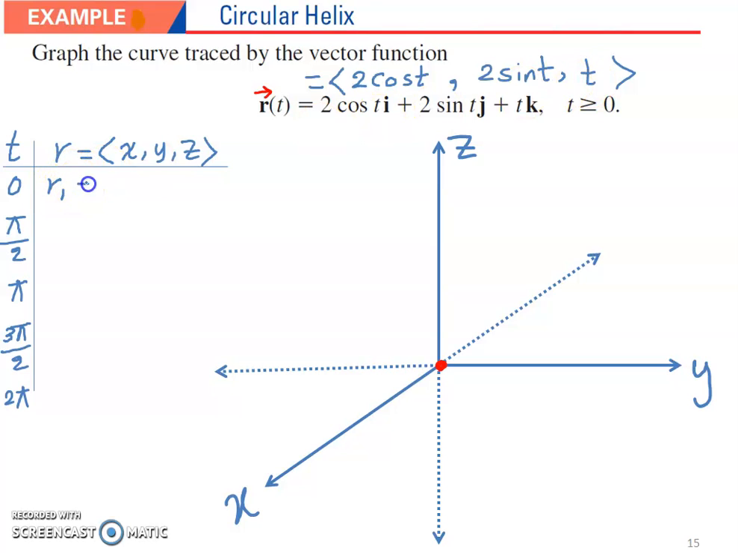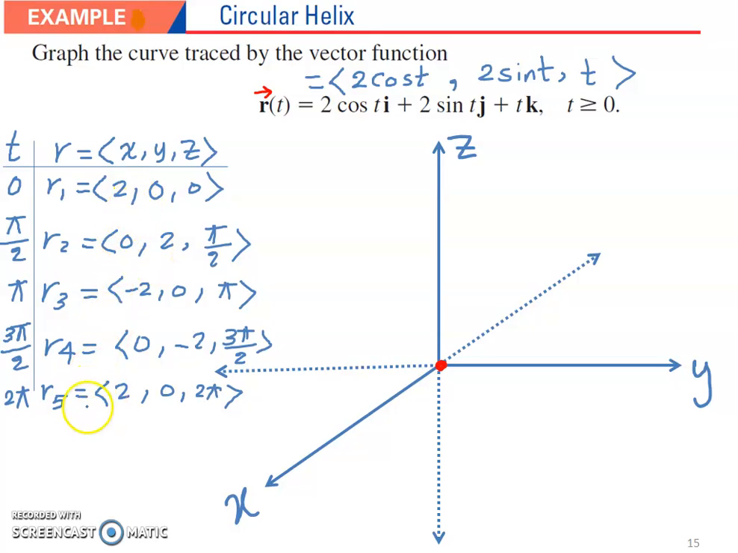To find the first vector r1, we need to substitute the value of t 0 here. So 2 cosine 0 is 2, 2 sine 0 is 0, and t is 0. Second vector, we need to substitute pi over 2. So 2 cosine pi over 2 is 0, and 2 sine pi over 2 is 2, and then pi over 2. We get the following 5 vectors.